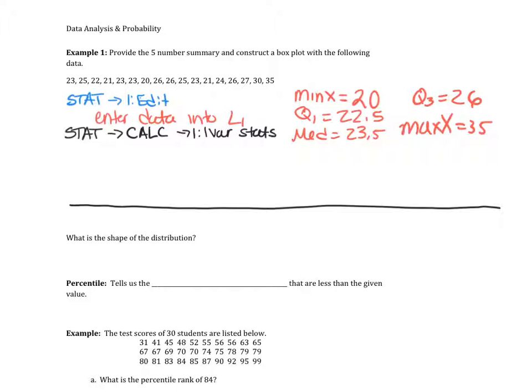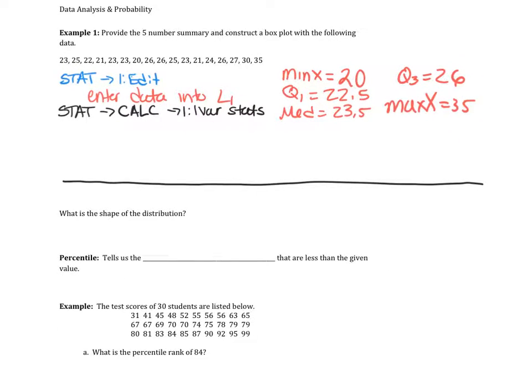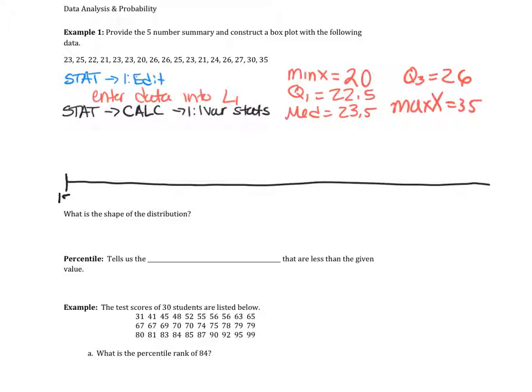You don't have to start at 0. You just have to make sure all 5 numbers in your 5-number summary can fit in where you choose, but you do have to, again, go up by even increments. So I'll just start with like 15, and I'll go up by 5s.